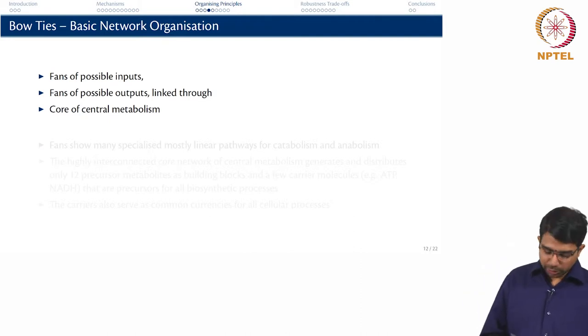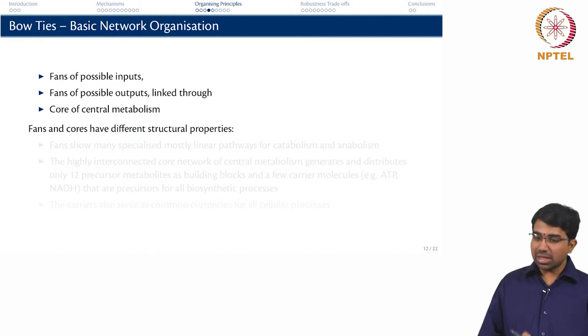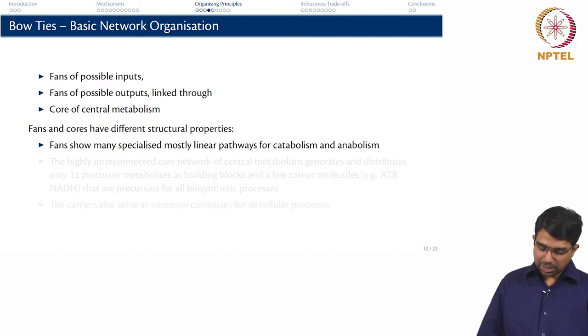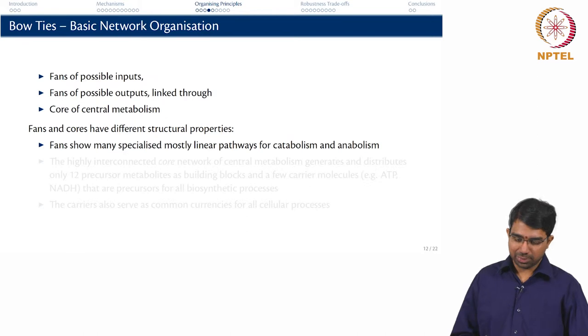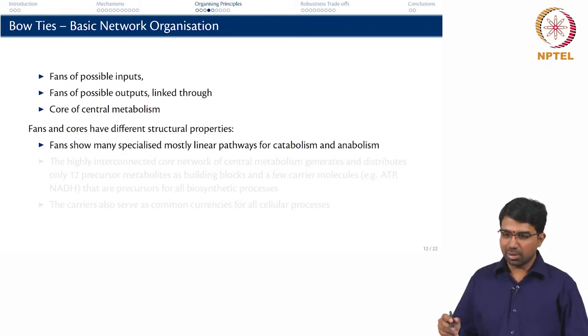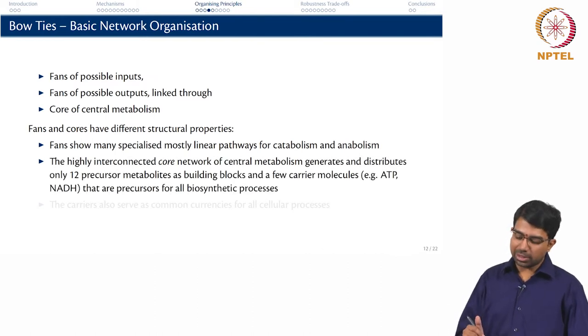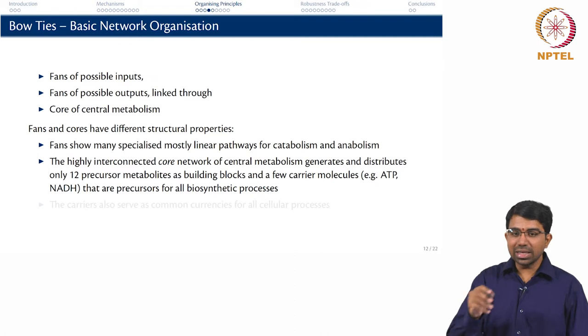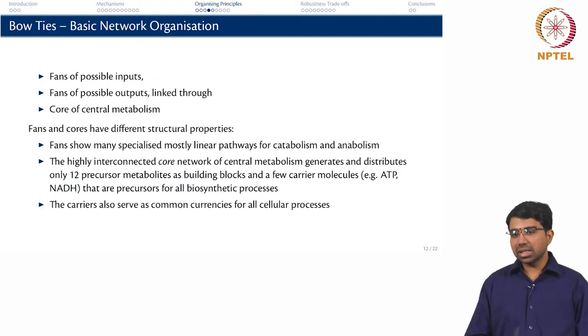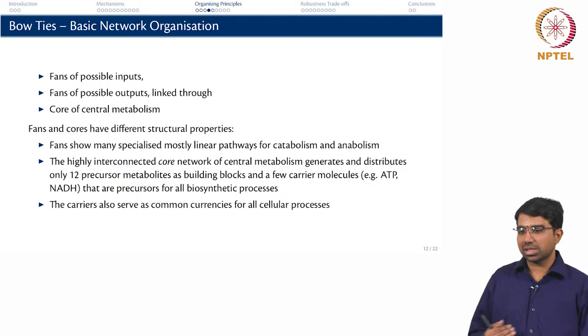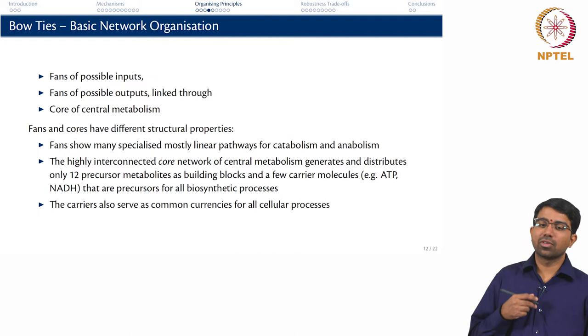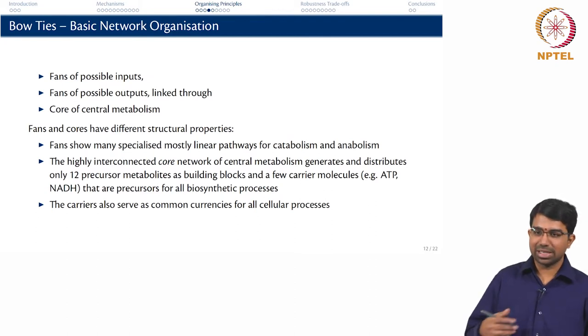And what do you observe here? You find that the fans and cores have different structural properties. Fans are mostly linear pathways. So, one side you will be breaking down, catabolism, the other side you will be building up, anabolism. But then you have a highly connected core of central metabolism, which is connected with a few molecules which repeat again and again, and it is highly interconnected. And there are certain currencies or carriers which establish the protocols here, literally. So, phosphate is the protocol for energy transfer, ATP and so on.